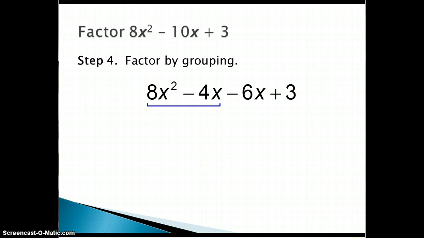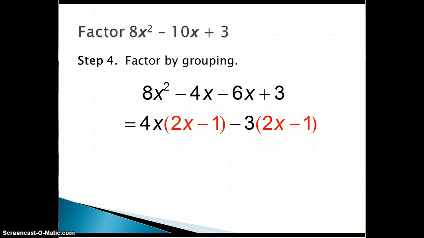So we group the first two terms and group the second two terms and look for a GCF to factor out of each group. The first group has a GCF of 4x that we'll pull out. And the second group begins with a minus sign, so we'll take out a negative GCF, and that GCF is 3, so we'll factor a negative 3 out of the second group. When you pull a 4x out of the first group, you have 2x minus 1 remaining. When you factor out a negative 3 out of the second group, you should get a 2x minus 1 remaining as well.